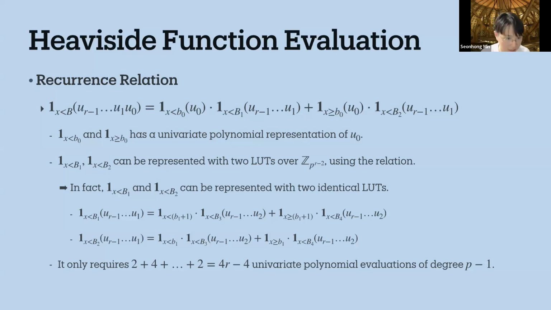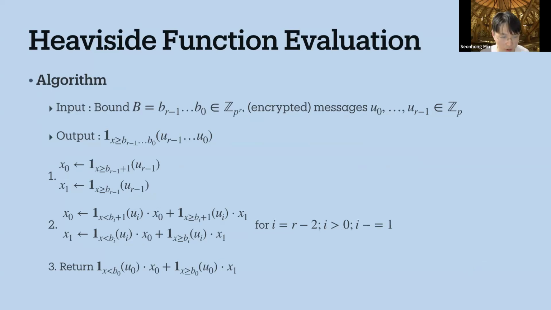So we can use this recurrency relation to efficiently compute the Heaviside function. But in fact, those two newly defined Heaviside functions can be represented with two identical LUTs. So we can further optimize the time complexity of this method. So it only requires 4r minus 4 univariate polynomial evaluations of degree p minus 1. Maybe it is really hard to understand the method just looking at those slides. So I have the algorithm.